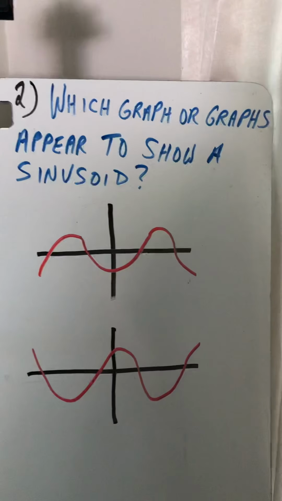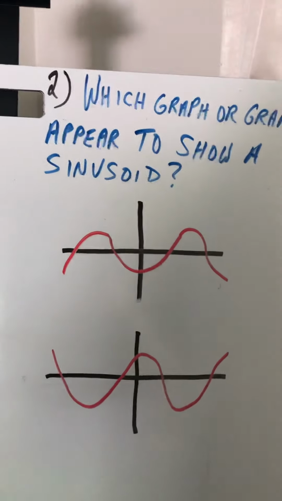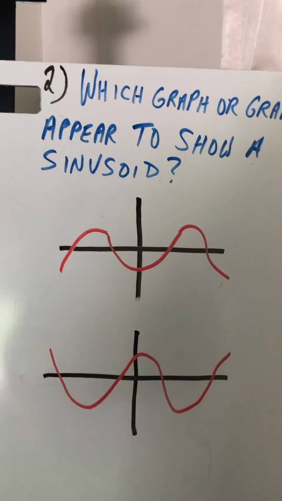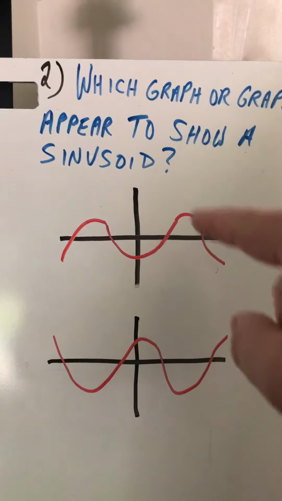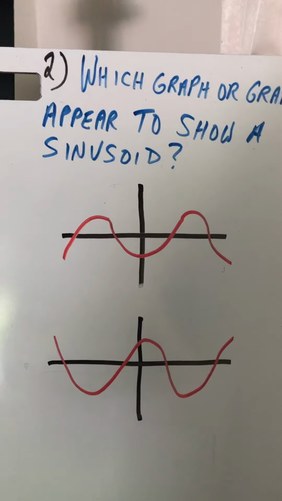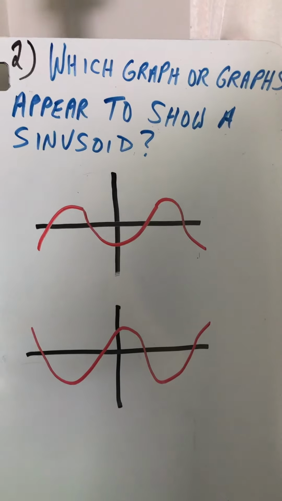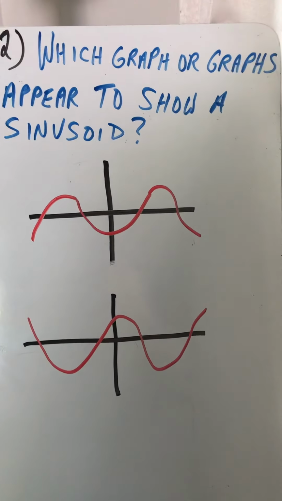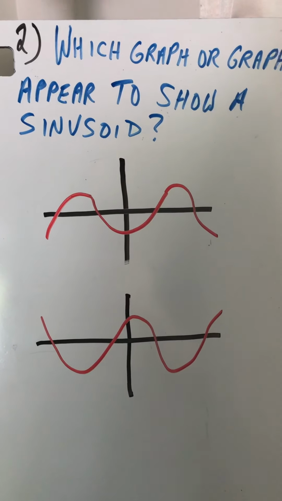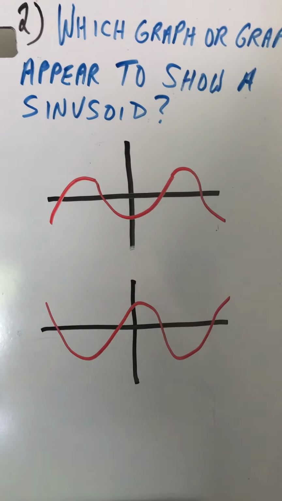Okay. Which graph or graphs appear to show a sinusoid? It is only the graphs that have this wave, a wave-like shape. It's got to be a wave just like this. You're going to wind up selecting like 1 and 2, or it's going to be 2 and 3 only. So that's what it's going to look like. Your answer will look like 1 and 2 only or 2 and 3 only.